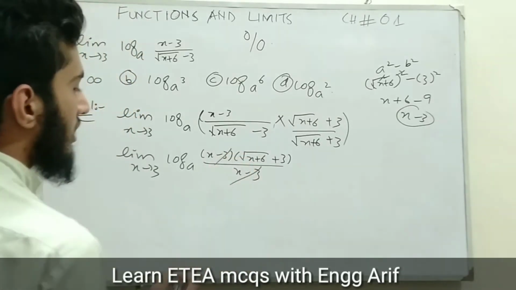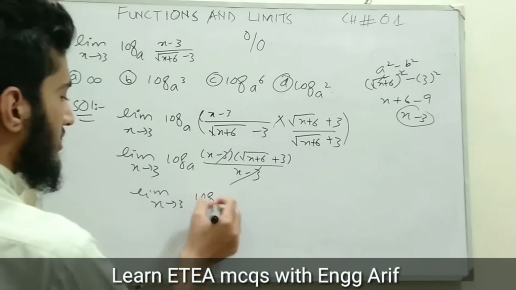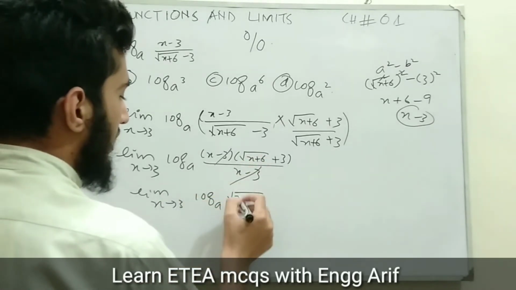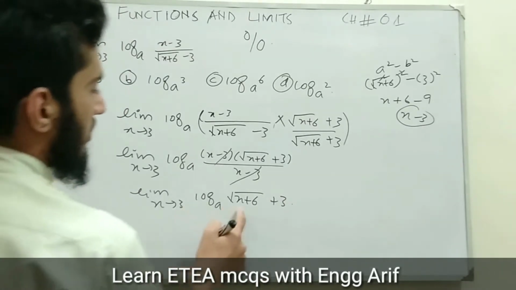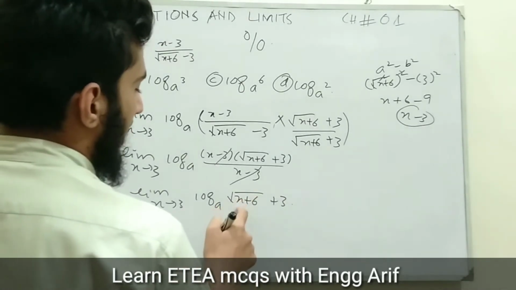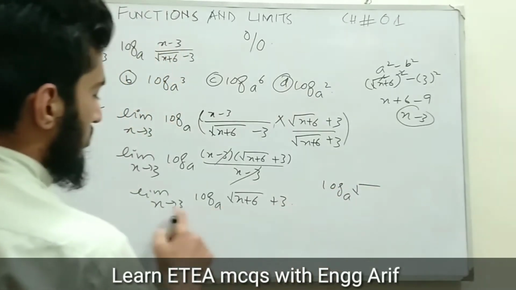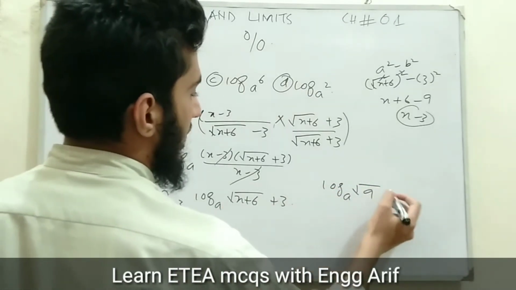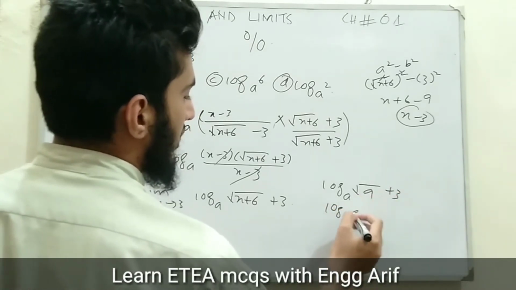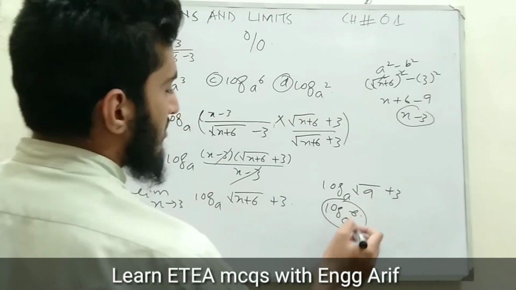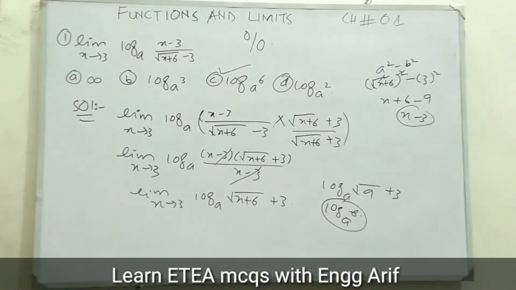So x minus 3 is cancelled out with x minus 3, so limit x approaches to 3, log of base a. In the numerator we are left with under root of x plus 6 and plus 3. Now applying the limit, here x is 3, so putting 3 gives us 3 plus 6, under root of 9. So log of a, under root of 3 plus 6, will give us 9, and plus 3. So after this, log of a, under root 9 is 3 and 3 plus 3 gives us 6. So the whole result is log of 6 to the base a. So the correct option for MCQ number 1 is option number C.